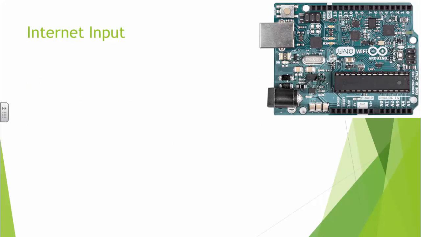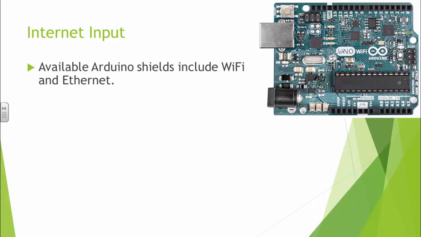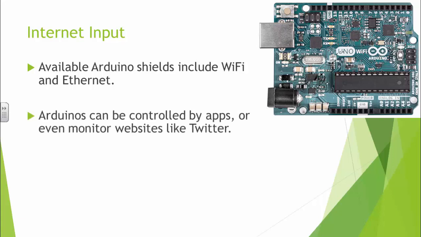Now, there are other kinds of input. We can accept input from the internet. This is because Arduino shields are available that support Wi-Fi or Ethernet. So once we do this, an Arduino can be controlled by an app, or it can monitor websites like Twitter, and we've seen the example before of that.